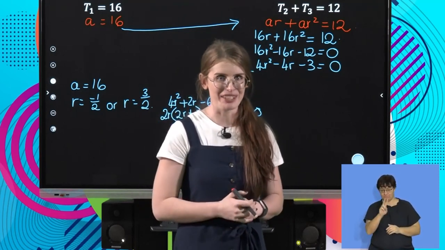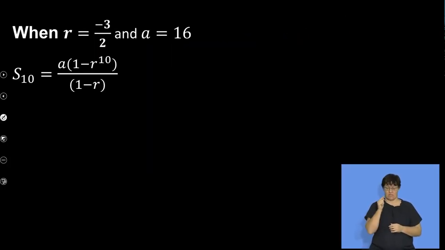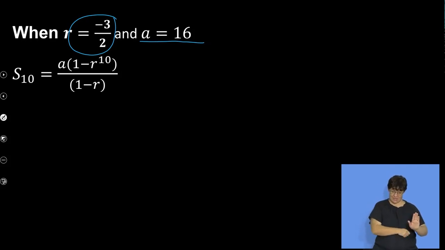Let's have a look at the board again. So for the first one, I'm going to look at when R is negative 3 over 2 and A is 16. So again, this is looking at one case of the example because I'm using one of the specific R's. Please note that I've substituted in n is equal to 10 because I am summing the first 10 terms.